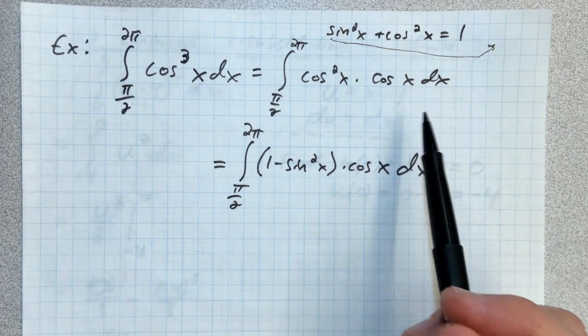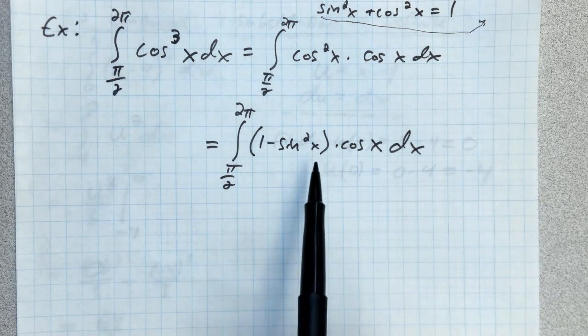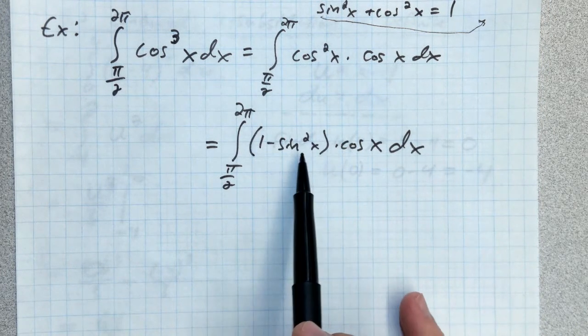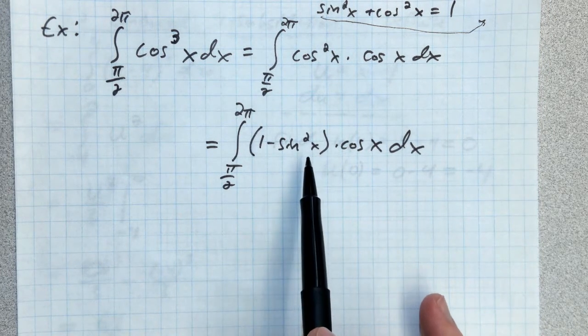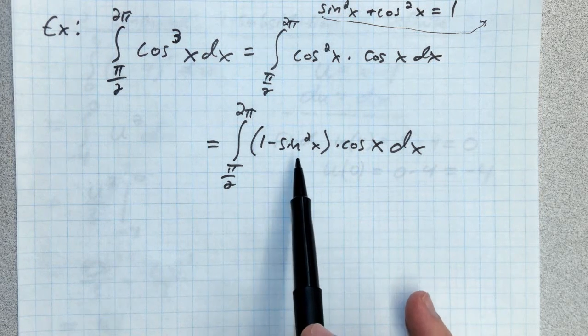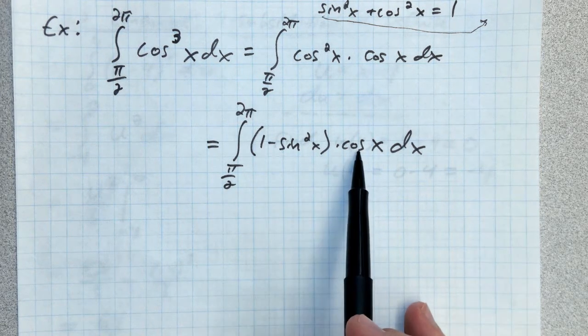And now I have a little bit more flexibility with what I pick as my u. Again, guess and check will work eventually, right? But you can also kind of look at this and think, all right, well, if I pick sine, I'm going to get a cosine dx.